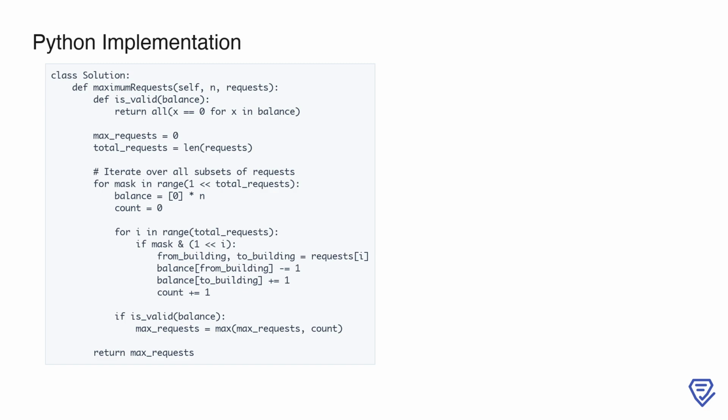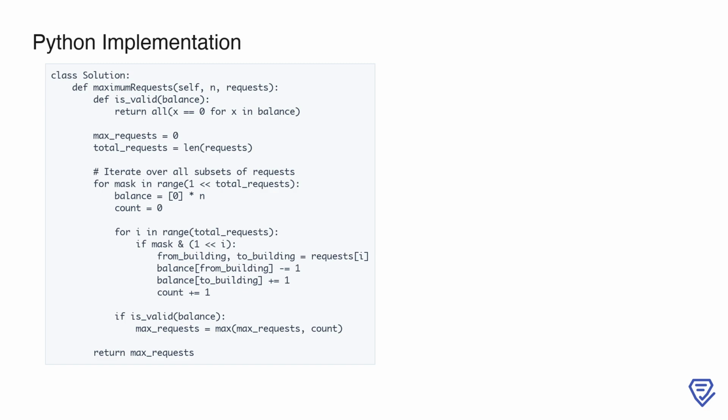The total number of subsets is 2^total_requests, which ensures all combinations are covered. A helper function, is_valid, checks if a given balance array satisfies the condition that all elements are 0, indicating no net change in population across all buildings. For each subset of requests, the algorithm calculates the balance array by decrementing the population for the from_building and incrementing for the to_building. If the resulting balance is valid, the count of requests in the subset is compared with the current maximum and updated if necessary.